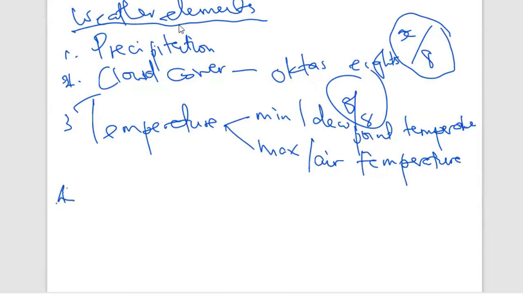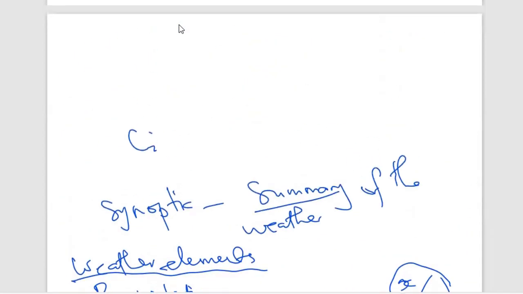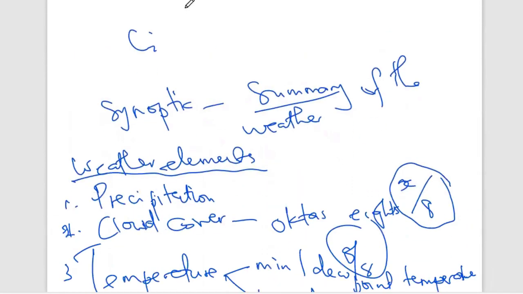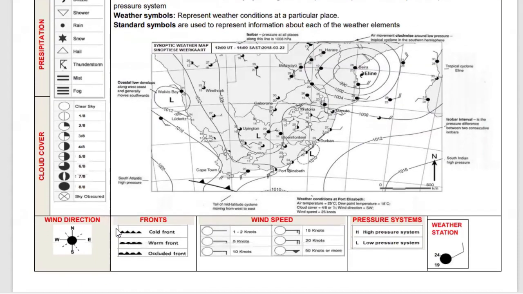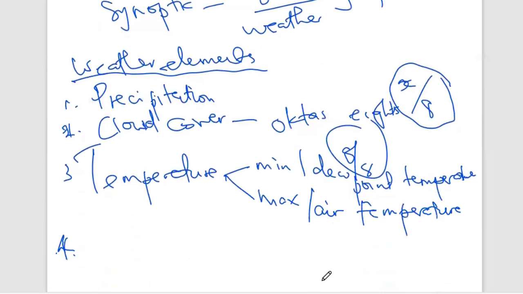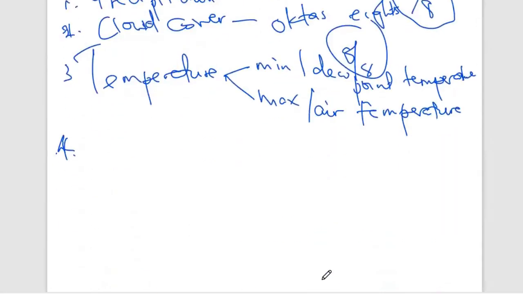Then we can also talk of other weather elements which can be summarized on the synoptic weather map. If we come here, you see that it's talking about precipitation, cloud cover. It's also talking about wind direction. It's also another weather element which is summarized on the synoptic map. We have wind direction. It's also summarized there.